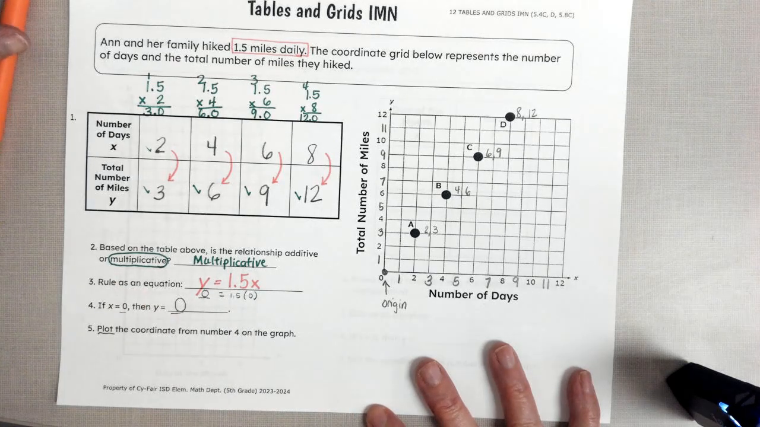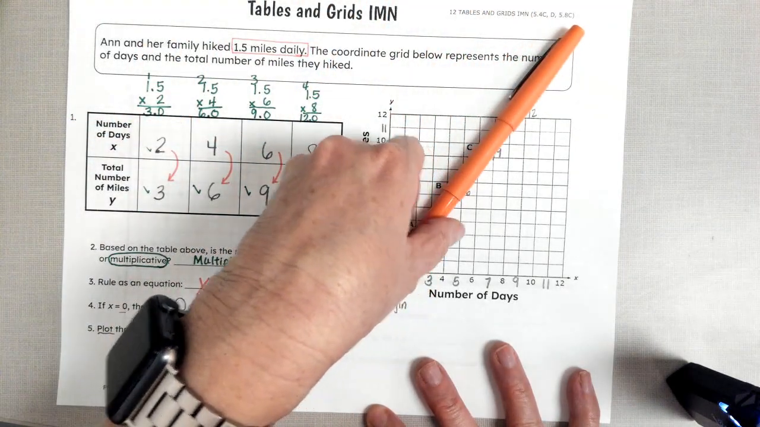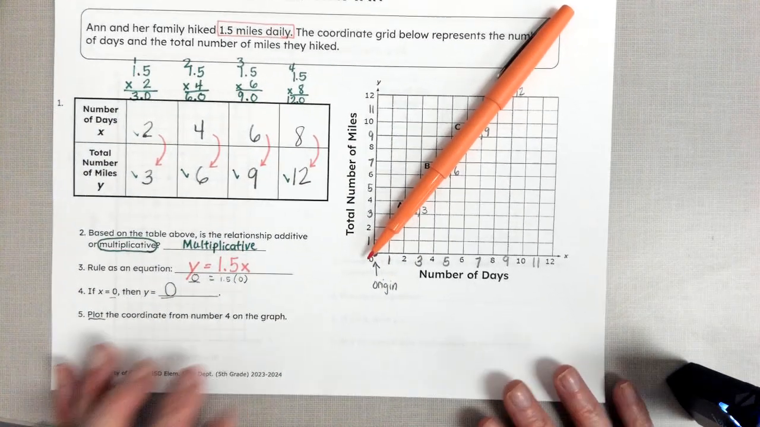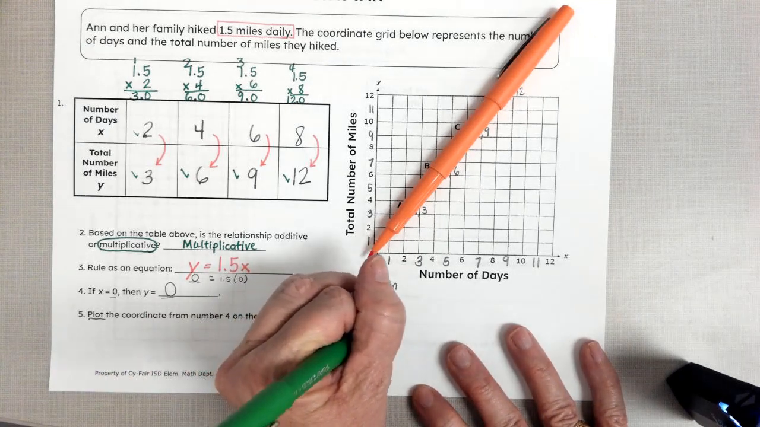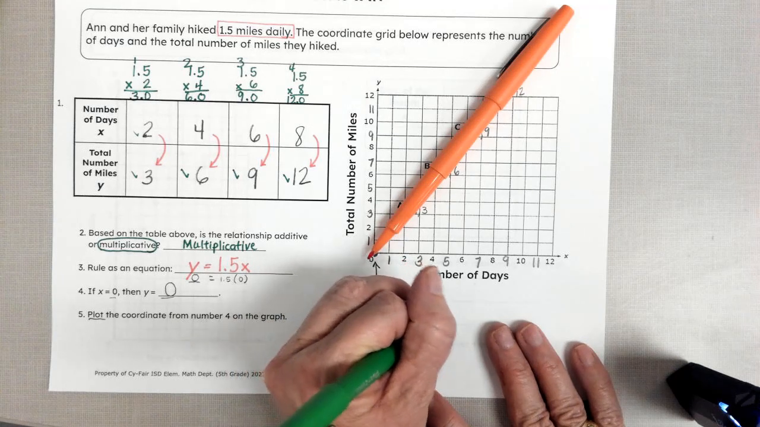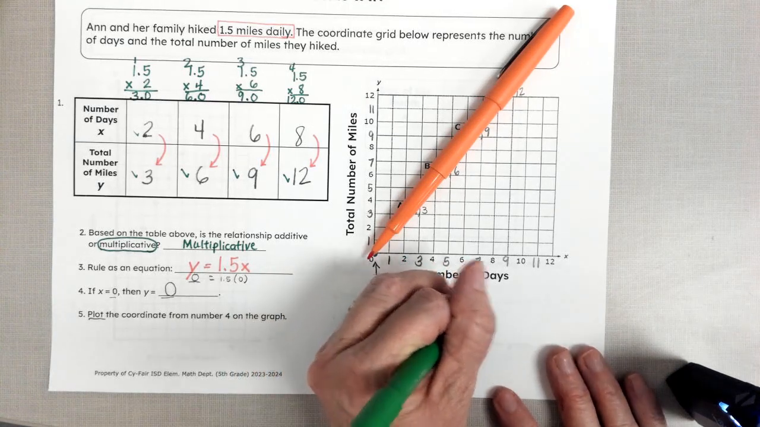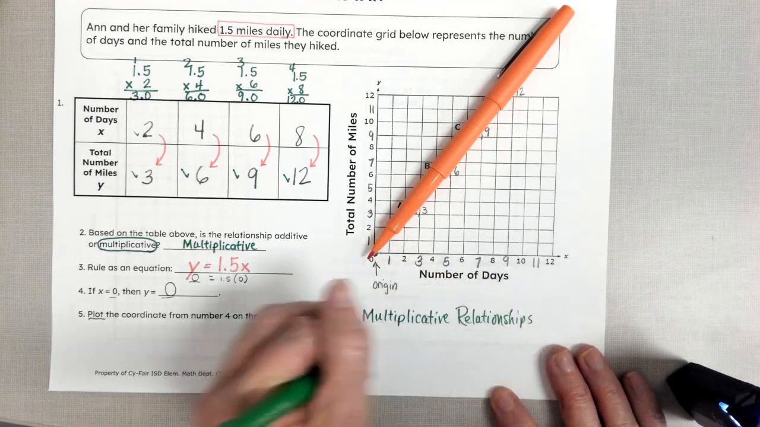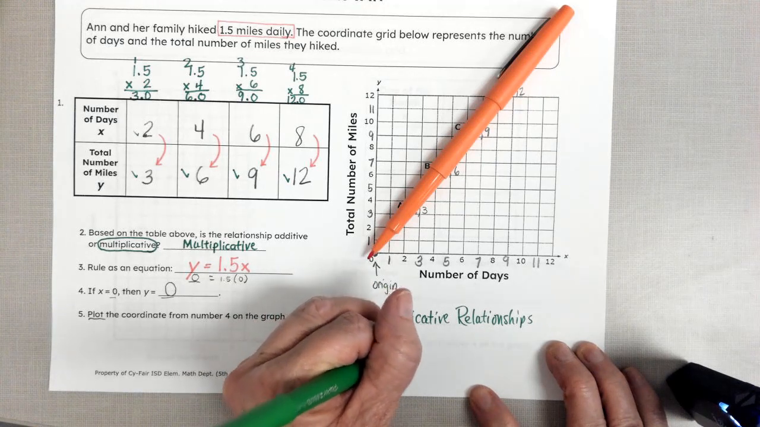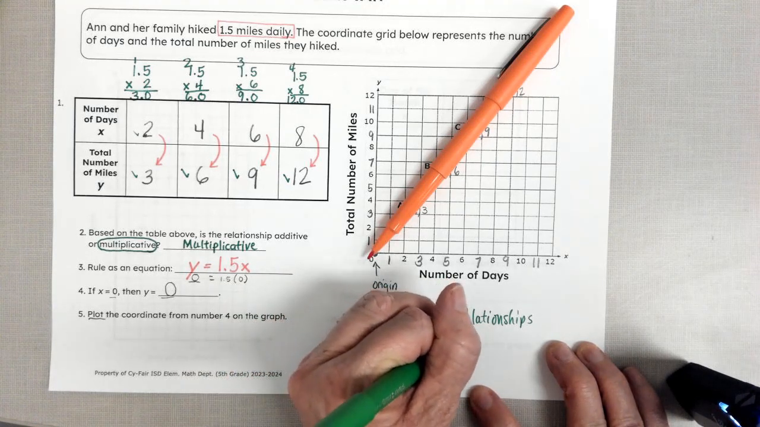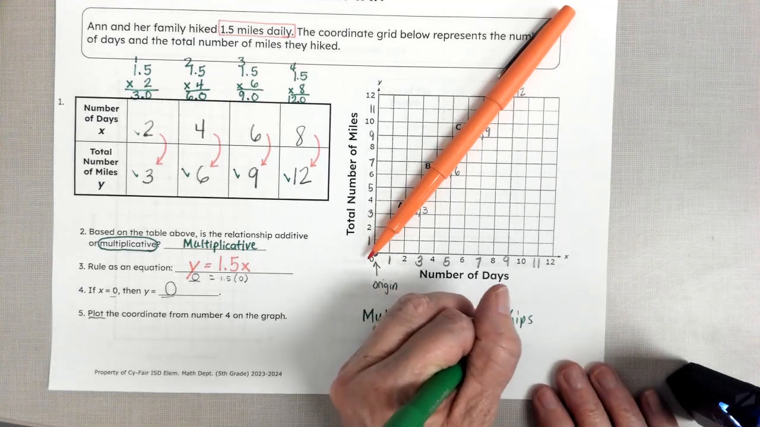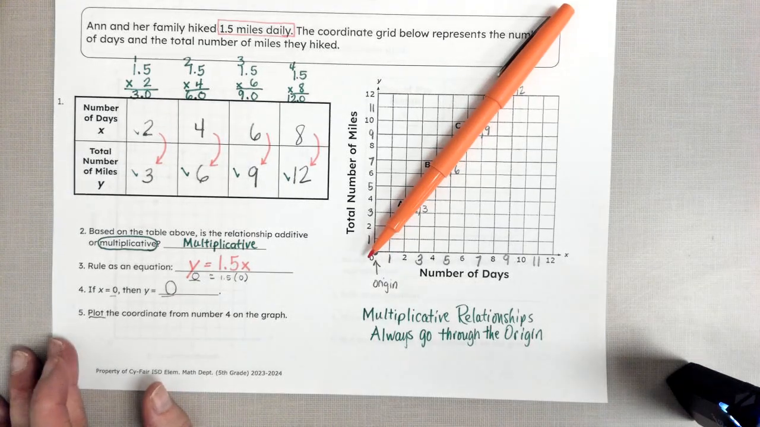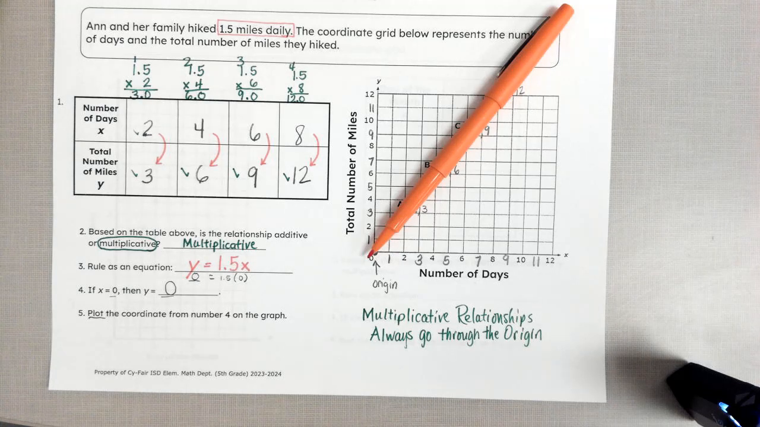Now, one thing that I have noticed is that when I connect these dots and it's multiplicative, it's always going to go through the origin. So I'm going to write that down. Multiplicative relationships always go through the origin. Okay? All right, I'll see you back for the next page.